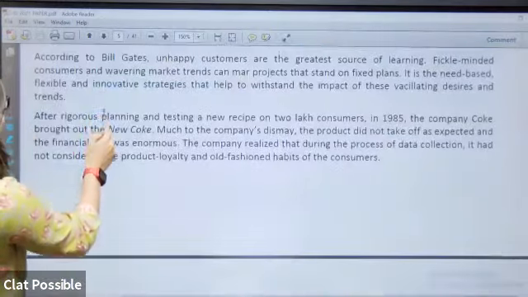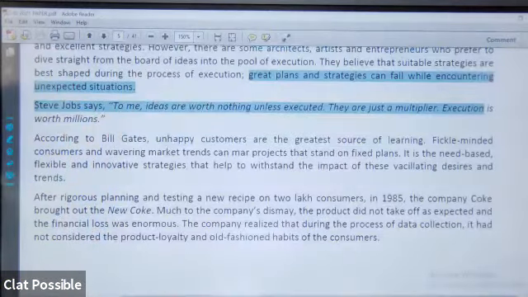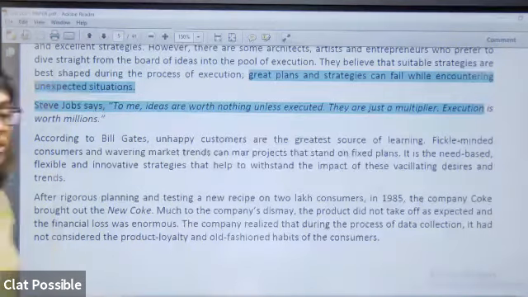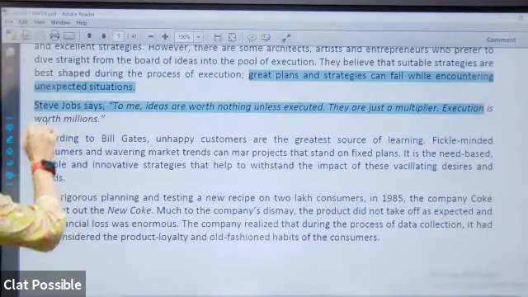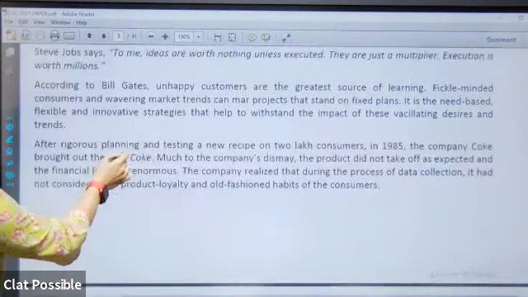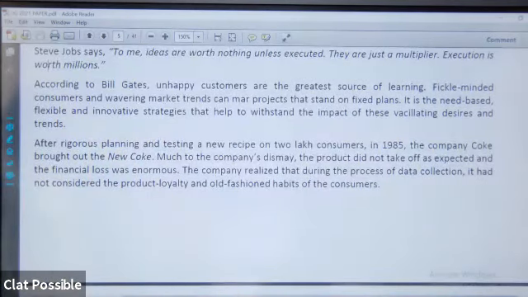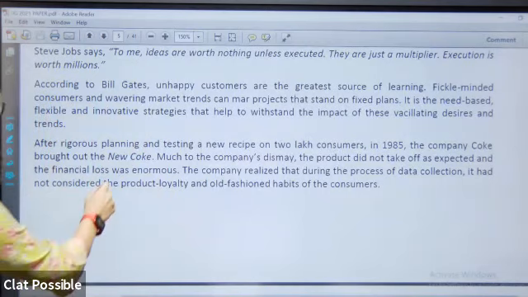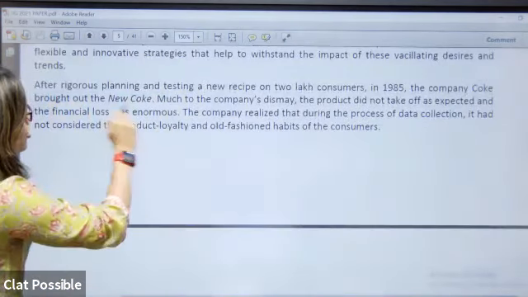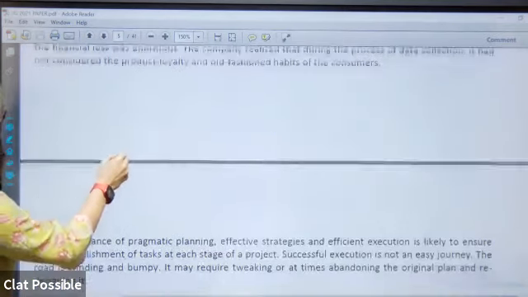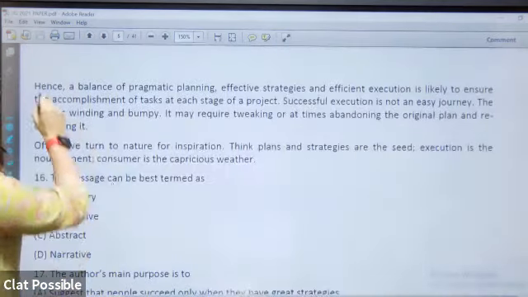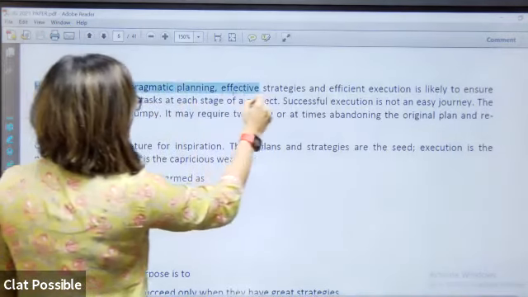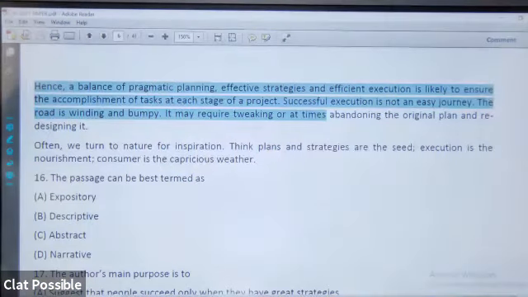Then comes in the example of Steve Jobs. So there is a question on Steve Jobs and Benjamin Franklin. Naturally, Steve Jobs is saying the opposite of Benjamin Franklin, that idea and execution is nothing. The actual execution is what matters. Bill Gates also says unhappy customers are a great source of learning. How we can handle fickle-minded consumers is what matters. And there comes out the example of extreme planning with New Coke, but New Coke failed miserably. So this passage is about a balance of planning, strategy, and execution. So execution is basically the key over here.